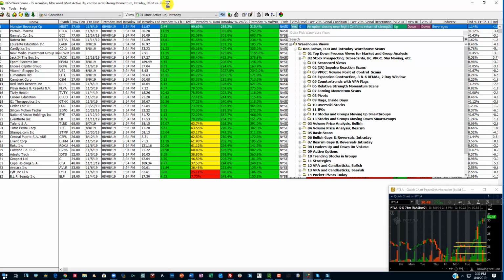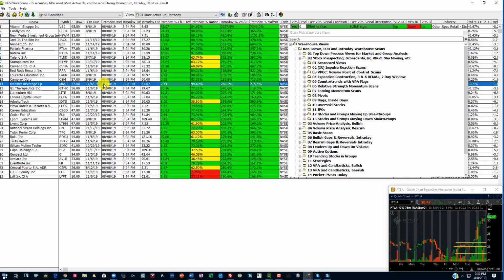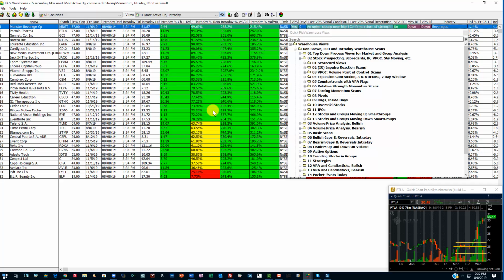Now, I'm using my effort versus result combo, my intraday combo, which seems to work really well because it balances the change in price, the range, and the volume. If I sort on raw combo, a monster, which was on top because I had sorted it on intraday range, I wanted to see the stocks that were at the top of their range come to the top of the list. And then you can see that it goes down from there.